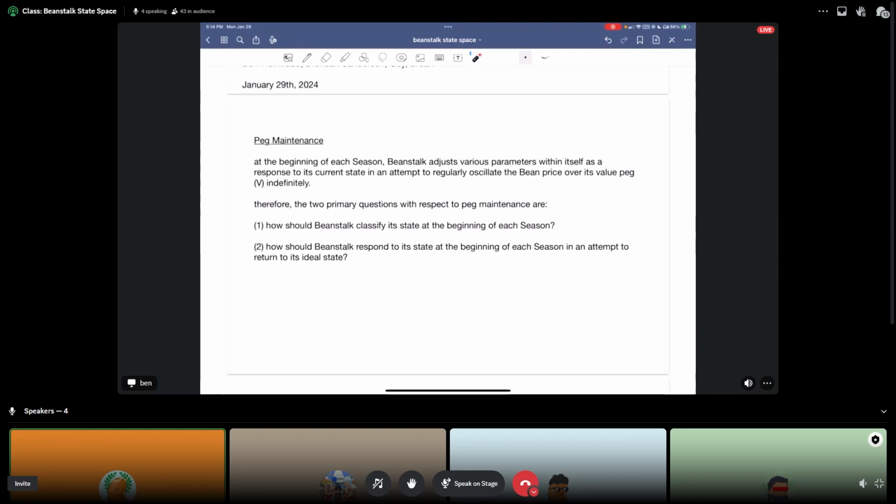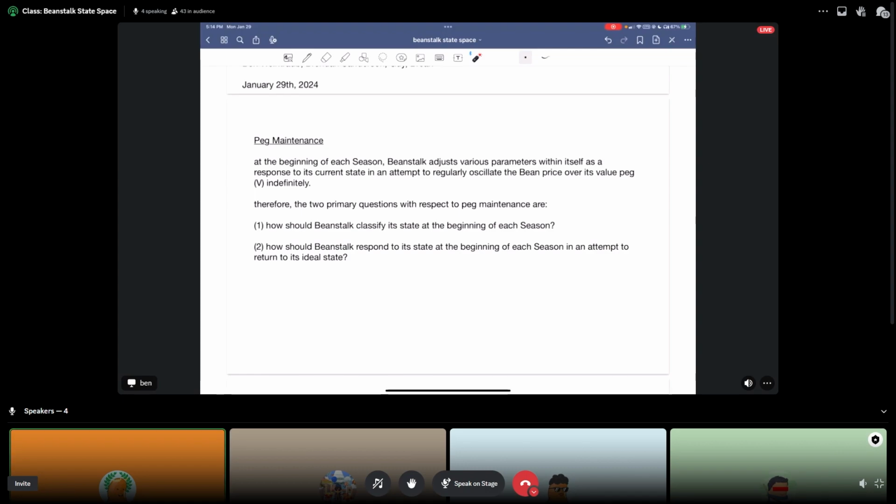So what is Beanstalk doing? Beanstalk is trying to maintain peg. Peg with respect to what? To price. So at the beginning of each season, Beanstalk adjusts various parameters autonomously. It's an autonomous stablecoin within itself in a response to its current state in an attempt to, technically, regularly oscillate the bean price over its value peg indefinitely, which what that really means is maintain the peg for as long as possible, indefinitely.